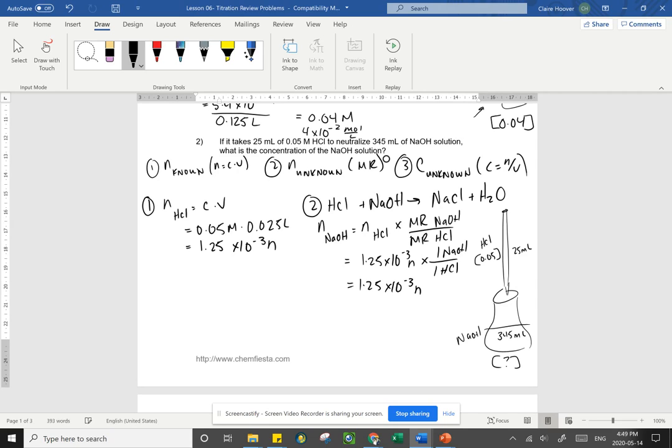Okay. And now that I know the number of moles of NaOH that reacted, I can figure out the concentration of my NaOH. Concentration is moles over volume. I just figured out my number of moles. My question told me how much volume I had. I'm going to convert that to liters. It's 345 milliliters, or 0.345 liters.